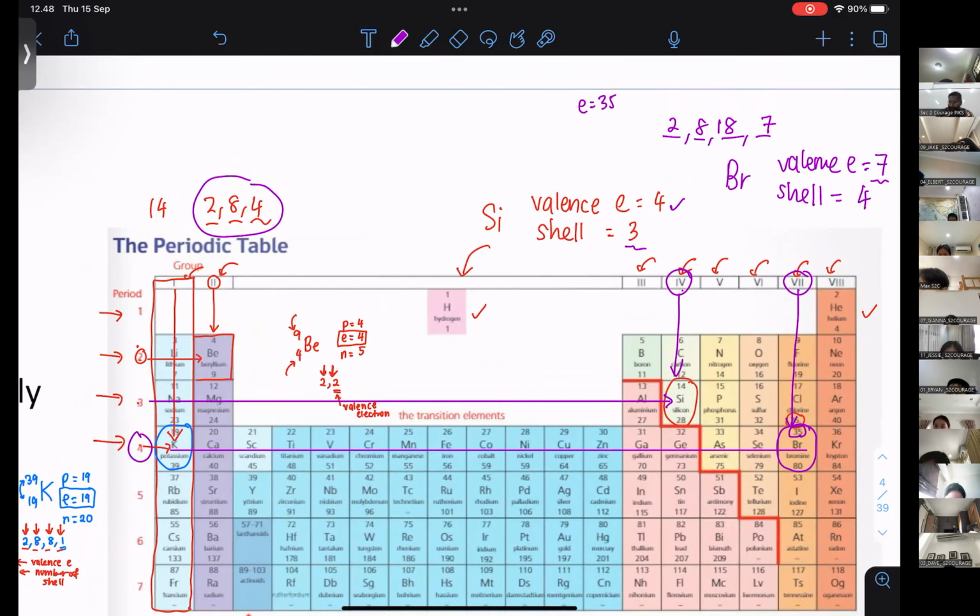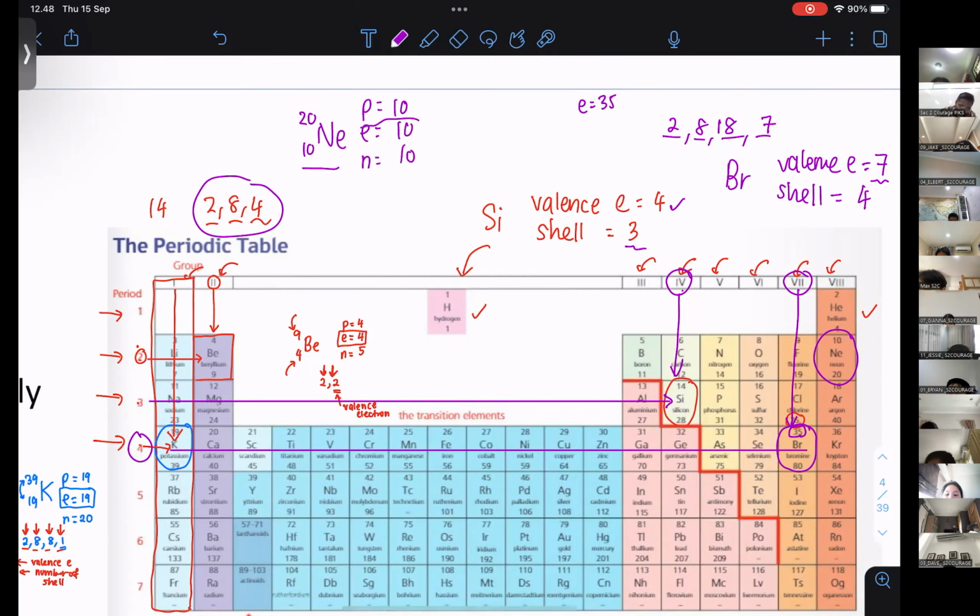Maybe last one, neon. Neon is going to be 10 and 20. So maybe Cheryl, can you tell me how many protons, electrons, and neutrons over here? 14 electrons, and also 14 protons and 14 neutrons. Neon, yeah? Oh, sorry. Neon. 10 electrons, 10 protons, and 10 neutrons. Okay, good.